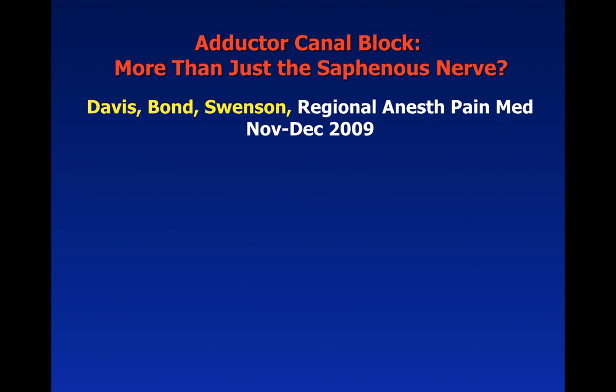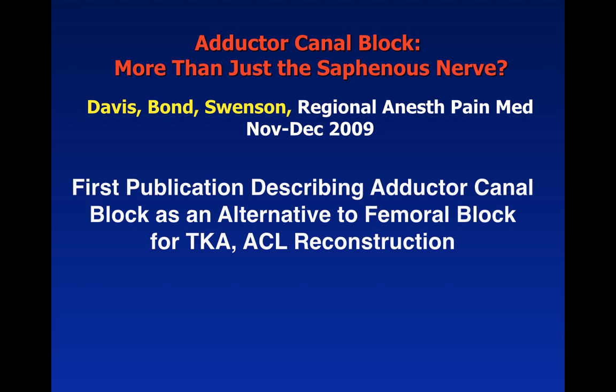In November of 2009, we published a brief review of the anatomy of the adductor canal. At that time, we also reported the first successful use of the adductor canal block as a motor-sparing alternative to more proximal blocks at the level of the inguinal ligament. Since this publication, there has been considerable interest in this technique as a means of providing motor-sparing analgesia after knee surgery.